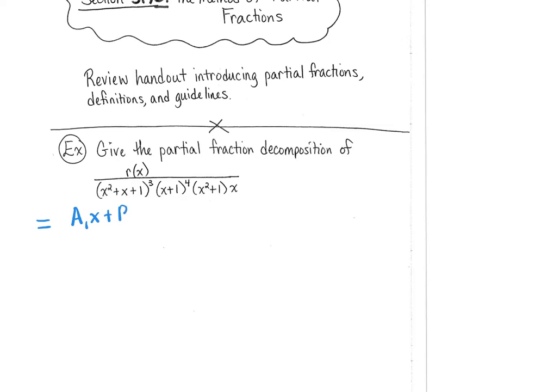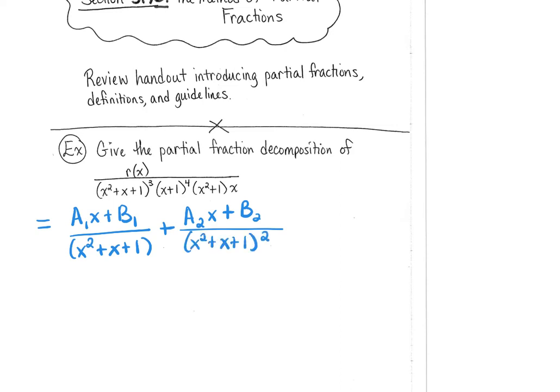Okay, so we're going to use our guidelines to rewrite this as a1x plus b1 divided by the quantity x squared plus x plus 1, and it's repeated, so we have to write this plus a2x plus b2 divided by the quantity x squared plus x plus 1 squared, plus a3x plus b3 divided by the quantity x squared plus x plus 1 cubed.